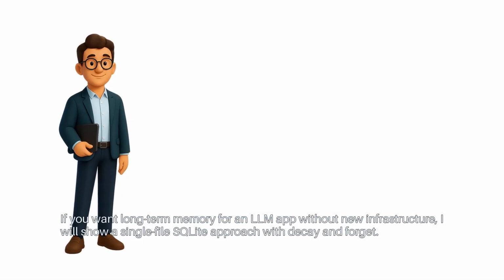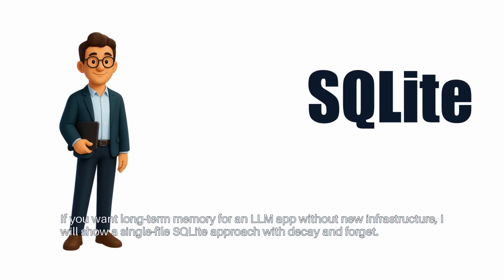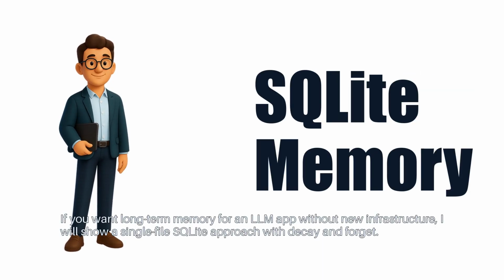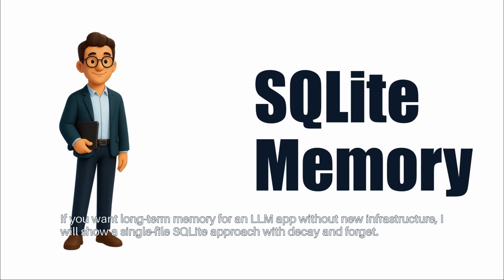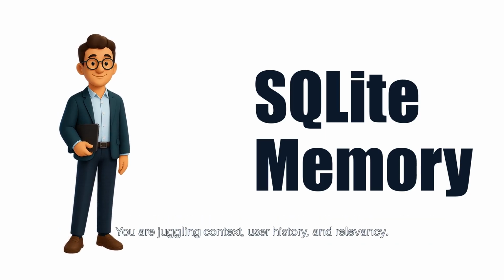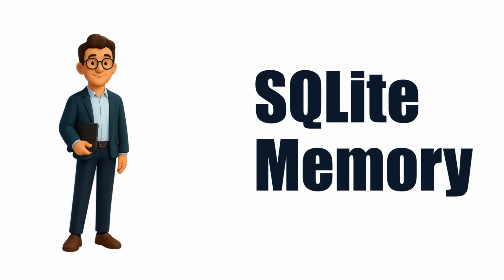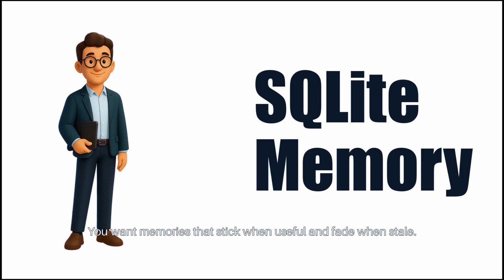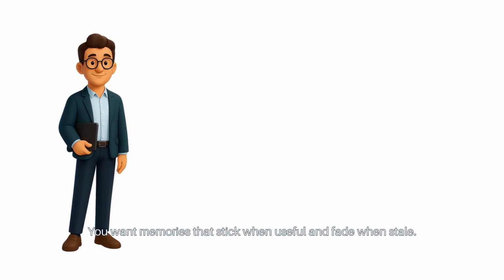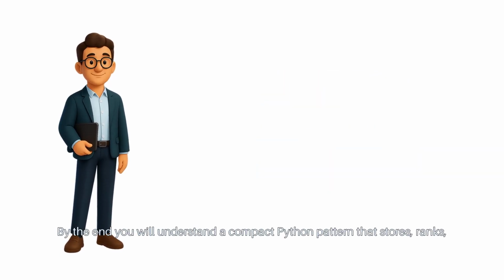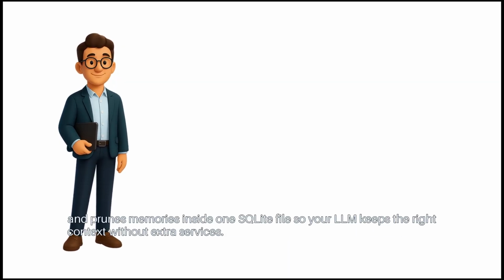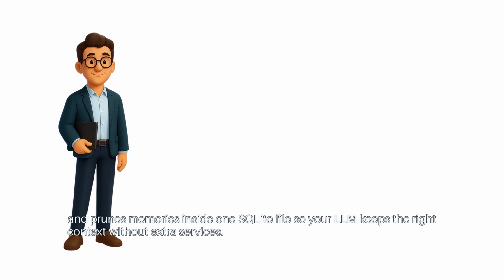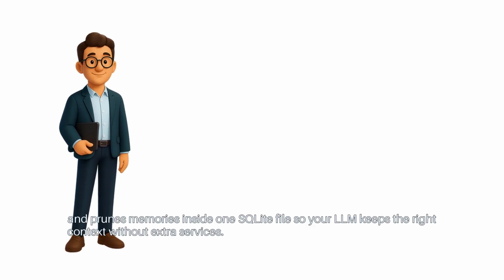If you want long-term memory for an LLM app without new infrastructure, I will show a single-file SQLite approach with decay and forget. You are juggling context, user history, and relevancy. You want memories that stick when useful and fade when stale. By the end, you will understand a compact Python pattern that stores, ranks, and prunes memories inside one SQLite file, so your LLM keeps the right context without extra services.